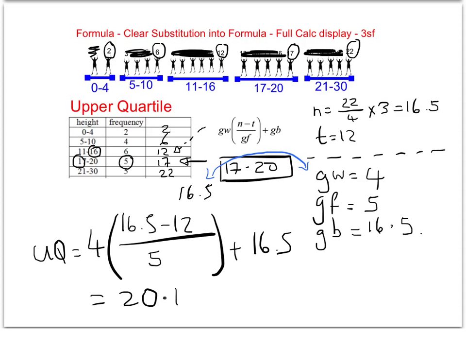Now 20.1 isn't strictly speaking between 17 and 20, but don't forget that this group goes from 16.5 over to 20.5, so it does still fit in the group, and it makes sense because we actually wanted the 17th person. They're right on the end of that group, 17 to 20, so having something like 20.1 still makes sense.